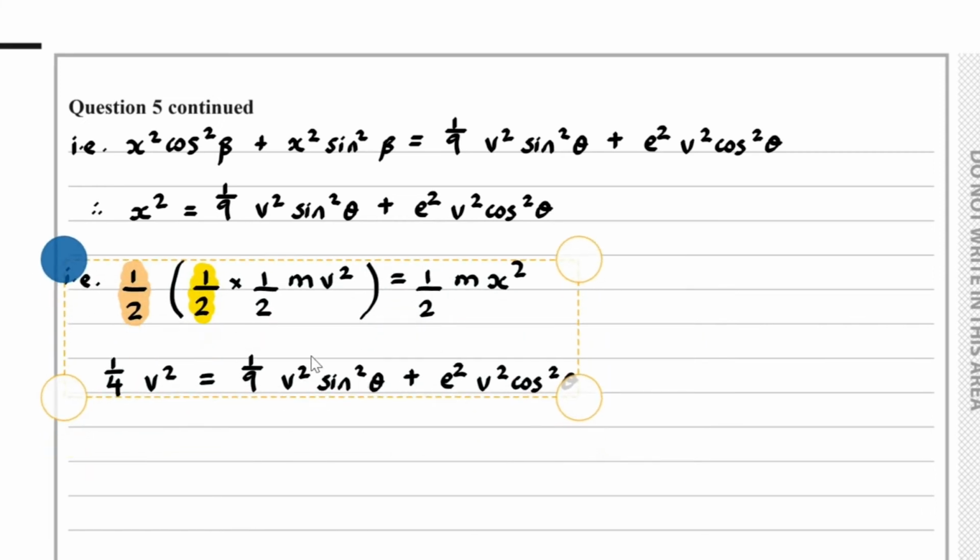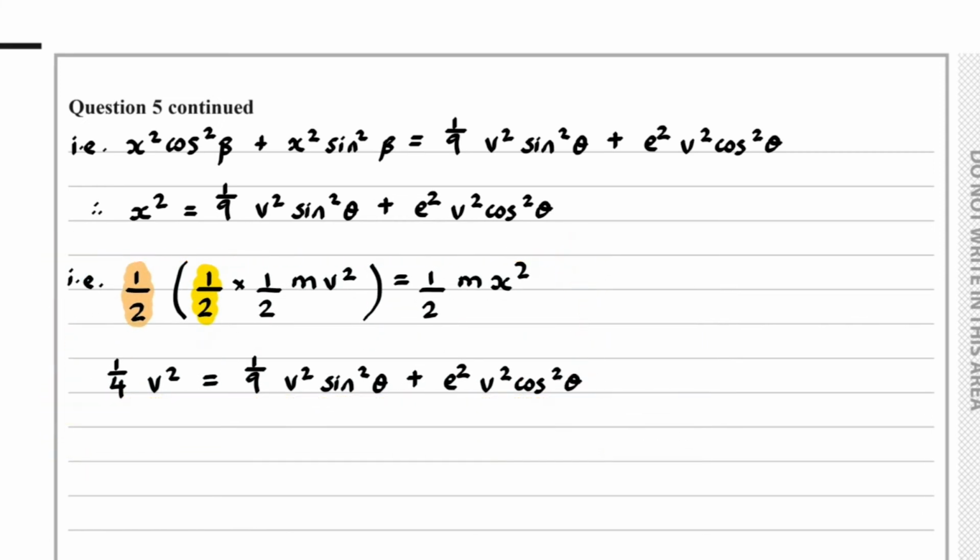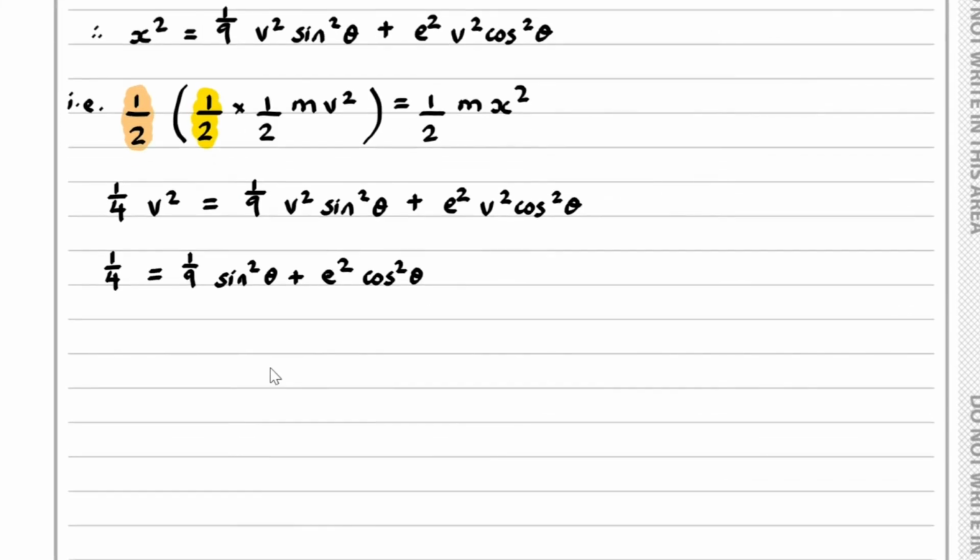So what we can do now is simplify this even further. With the v squareds cancelling out, I've got 1/4 equals 1/9 sine squared plus e squared cos squared. And recognizing that sine squared is equal to 1 minus cos squared, I've got 1/4 equals 1/9, lots of 1 minus cos squared plus e squared cos squared.